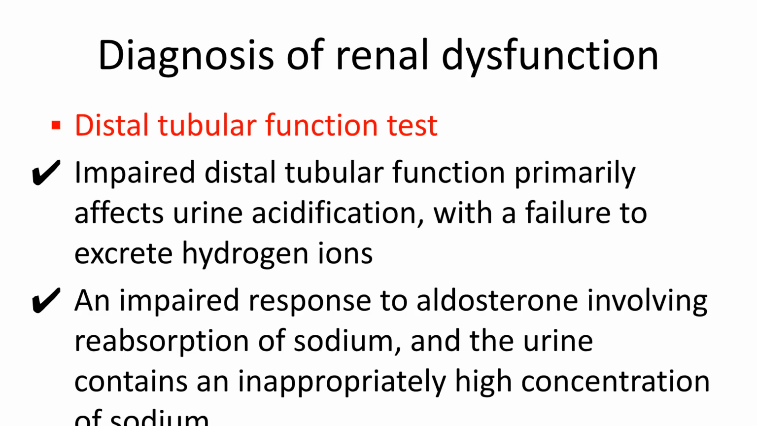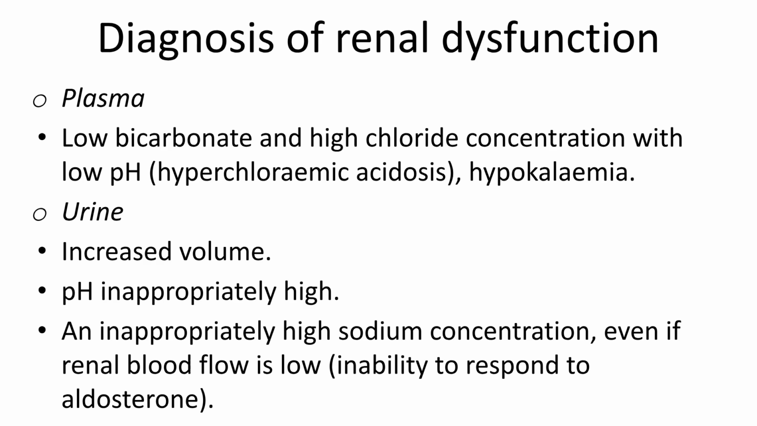Distal tubular function tests reveal that impaired function primarily affects urine acidification, resulting in a failure to excrete hydrogen ions. There is also an impaired response to aldosterone, with high sodium in the urine. In the diagnosis of renal dysfunction, plasma analysis may show hyperchloremic acidosis, hypokalemia, and low pH. Urine findings include increased volume, inappropriately high pH, and high sodium and low urea concentrations, even if ADH is stimulated.